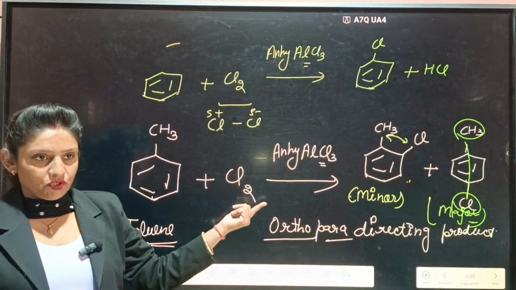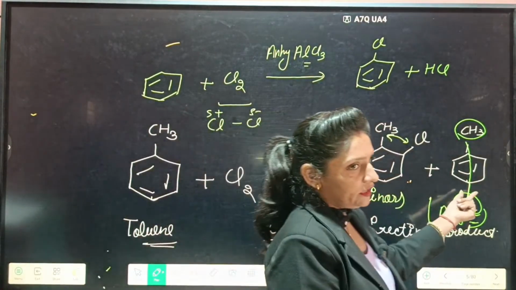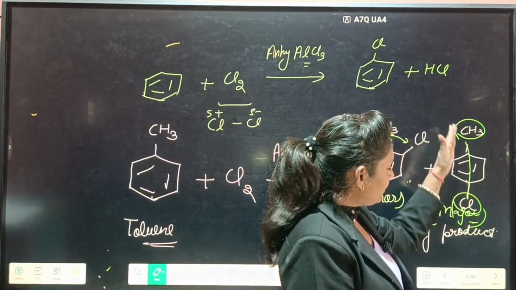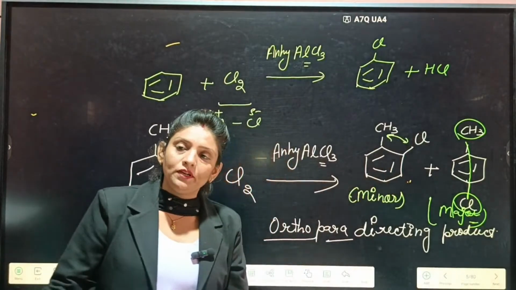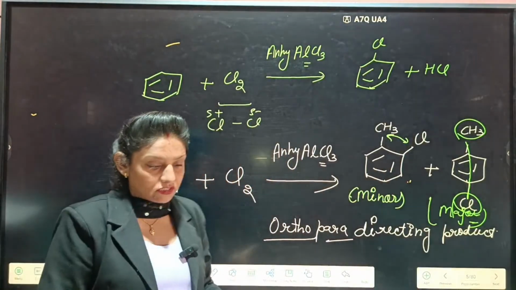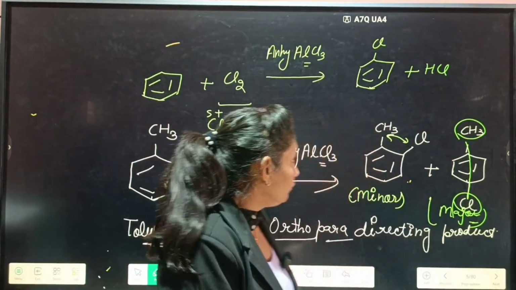So, if you have a substituted aromatic hydrocarbon and you want to do electrophilic substitution, then students, you will get an ortho and para directive compound. And in this, para will be the major product. Clear? Some more examples of electrophilic substitution reactions are there. We will discuss them tomorrow. Today we have done only one.